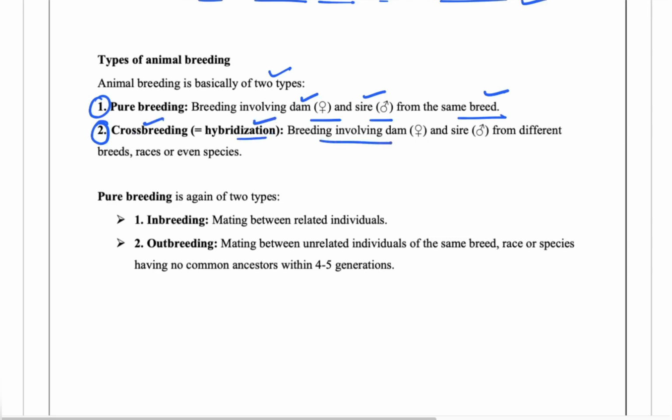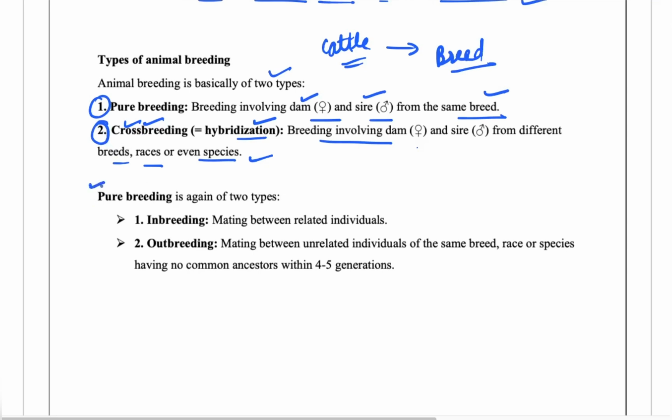Under crossbreeding, which is basically hybridization, we breed different males and females from different breeds. The difference is that in pure breeding we choose the same breed. Whatever cattle you are taking, if we are doing cattle breeding, the breed is going to be the same for male and female, right? But in crossbreeding you involve the male and female from different breeds, different races, sometimes even different species. That is why the name suggests crossbreeding, right? So these are the two main types of animal breeding.